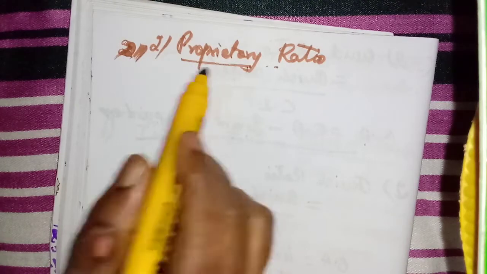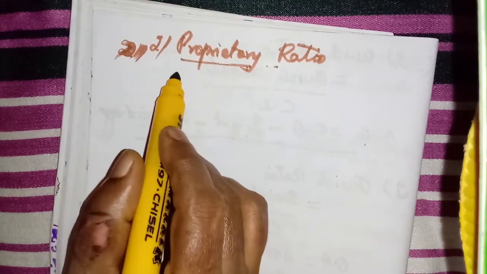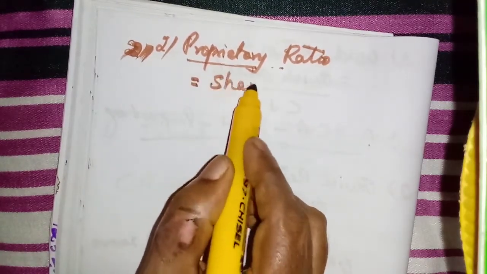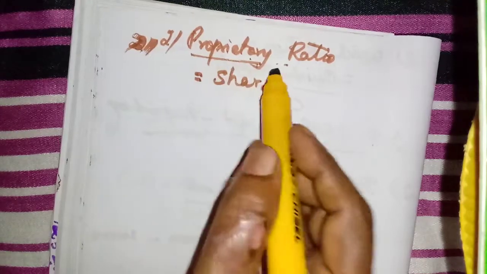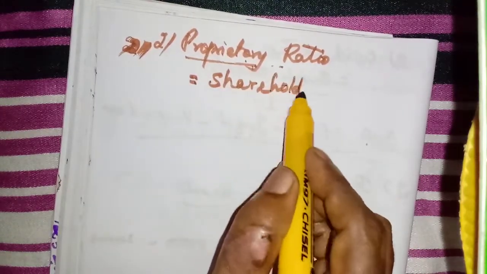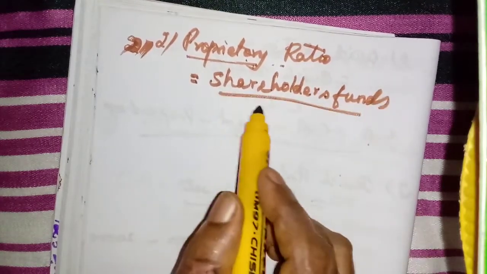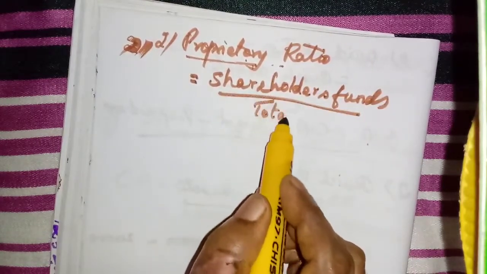Proprietary ratio. To calculate this proprietary ratio, the formula is shareholders funds. You have to think about the proprietor. Then you will write who is the proprietor? Shareholder. So shareholders funds divided by total assets.